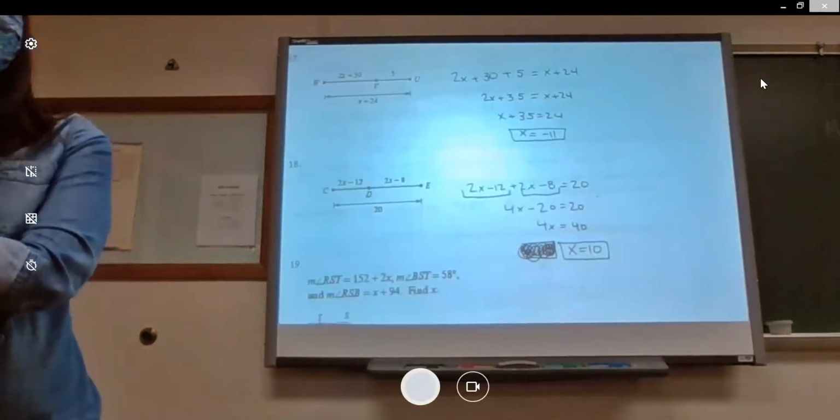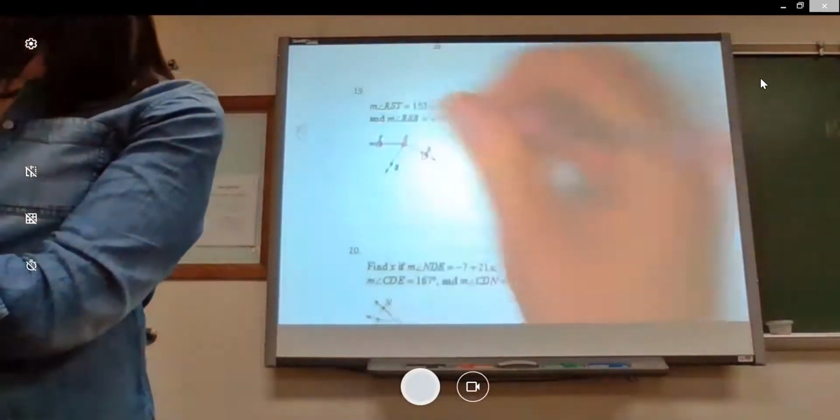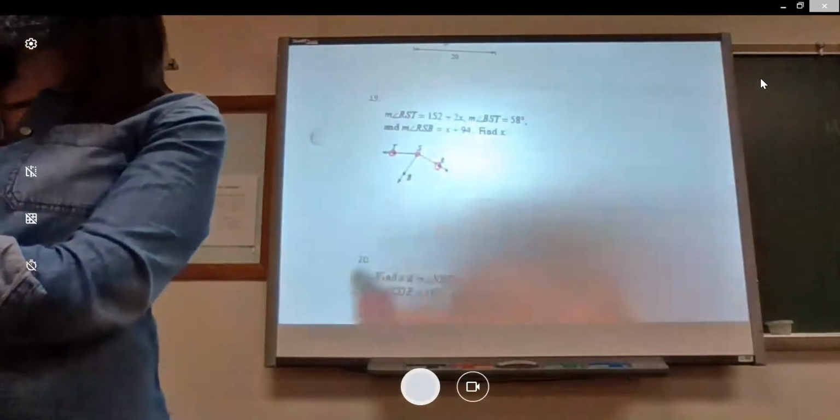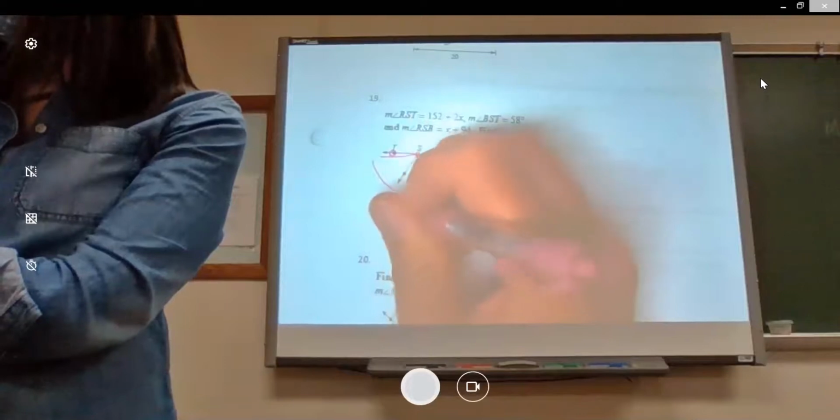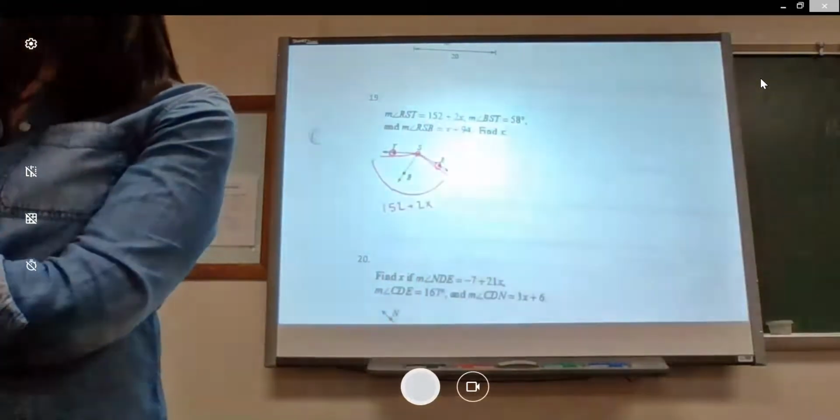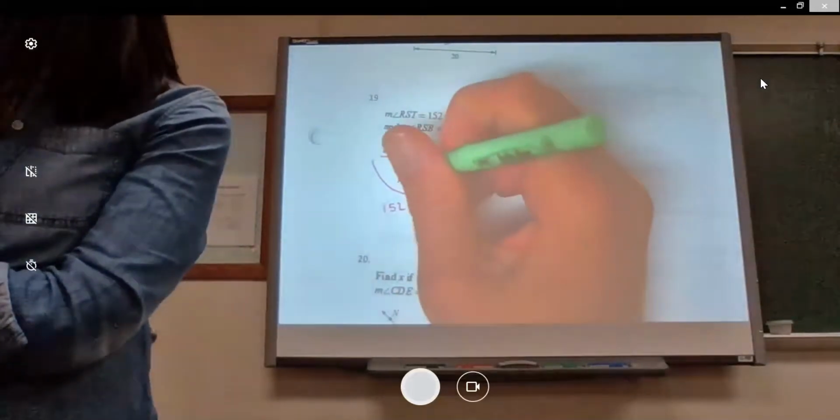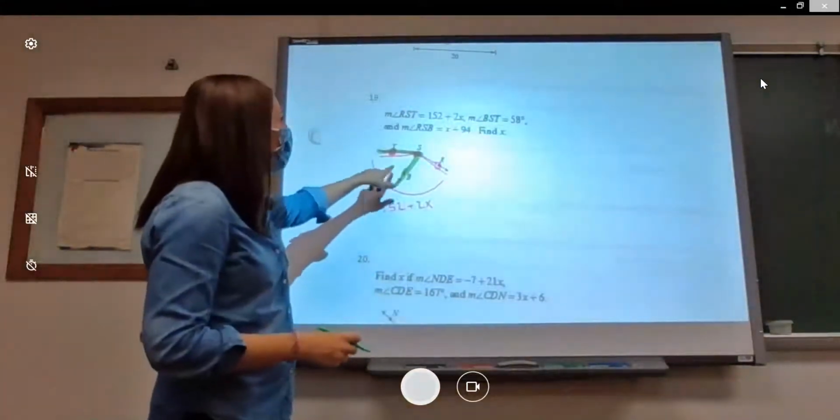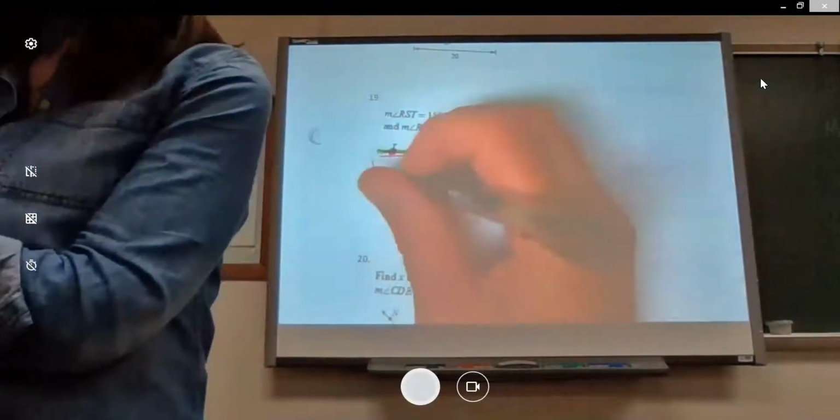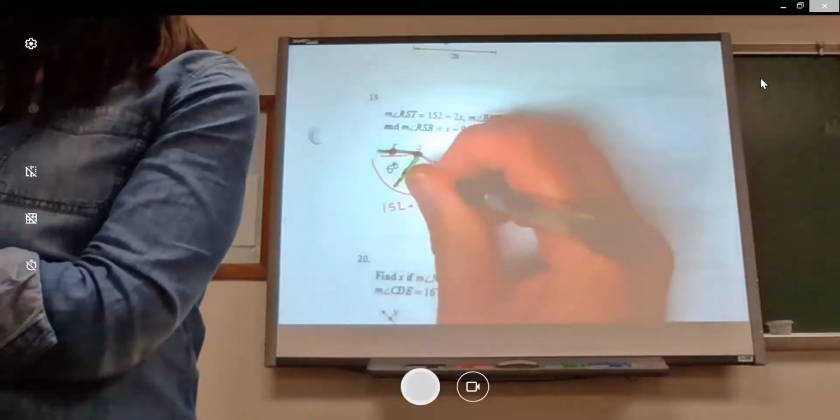Once we get to angle addition, it's a little trickier because we have to label. So on 19, RST. Looking at where RST goes, RST is the whole angle, 152 plus 2x. BST, that's this piece here. That is 58. And last, RSB would be the other part, x plus 94.